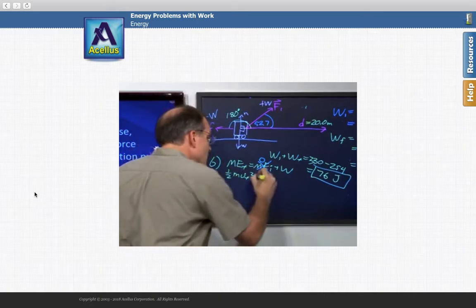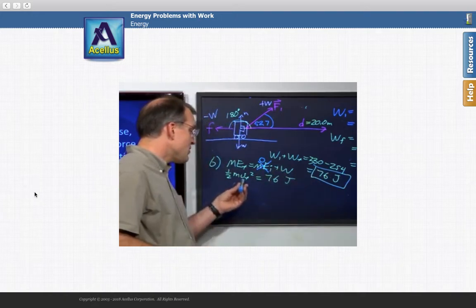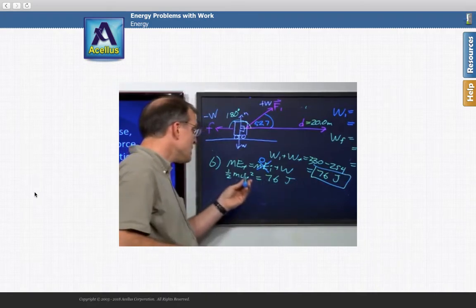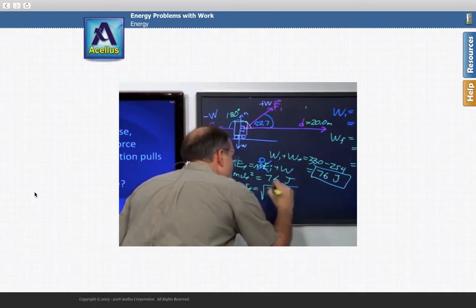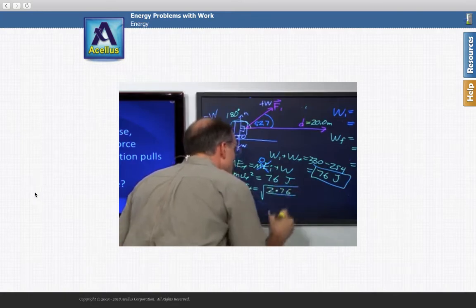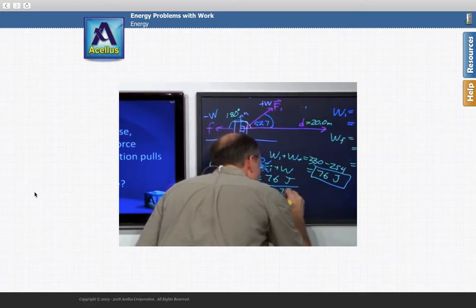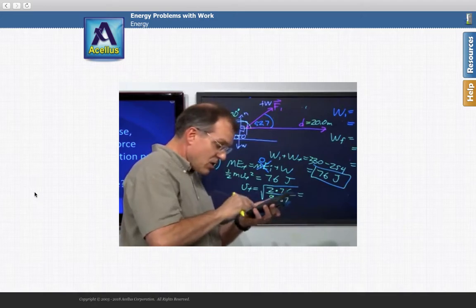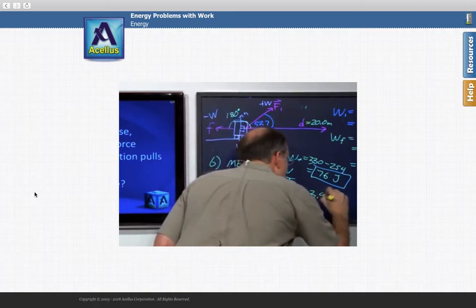1/2 mv squared, and that equals 76. So if you want to find the velocity, you multiply by 2, you divide by m, then that's v squared, you take the square root. Vf is square root of 2 times 76 over the mass. The mass was 9.87. Okay, so at the end of the problem, the suitcase is going, to 2 sig figs, 3.9 meters per second.